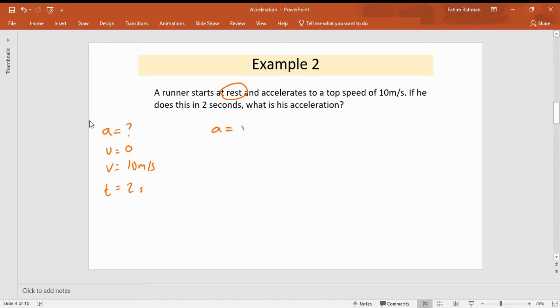So again, we just quickly put that into the calculation. Our u is 0, so it's just going to be 10 over 2. Our final acceleration is going to be 5 meters per second squared.